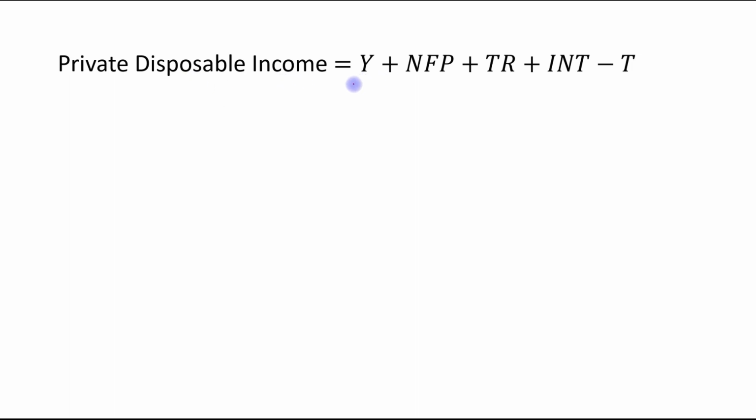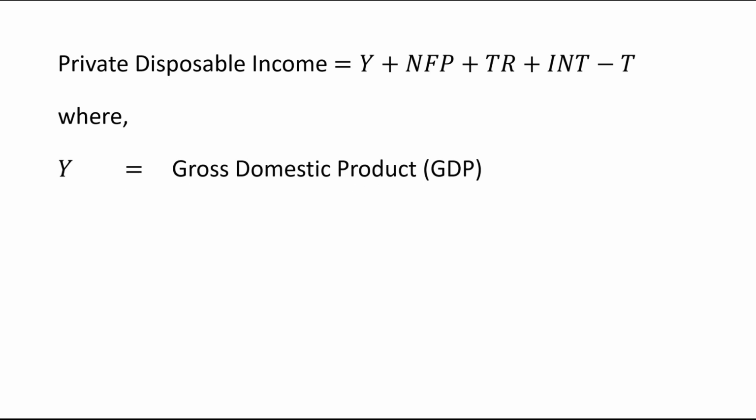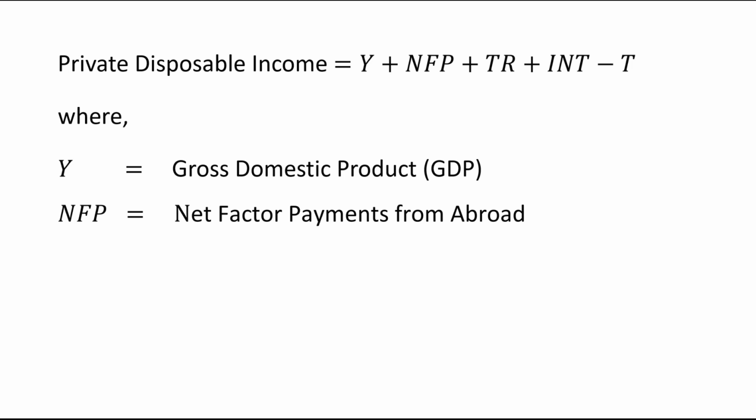Private disposable income comprises all these components, where Y refers to gross domestic product, which is GDP. NFP denotes net factor payments from abroad. Net factor payments from abroad is factor income from abroad minus factor income to abroad. This can also be said as NFIA, net factor income from abroad. Okay, so it is factor income from abroad minus factor income to abroad.